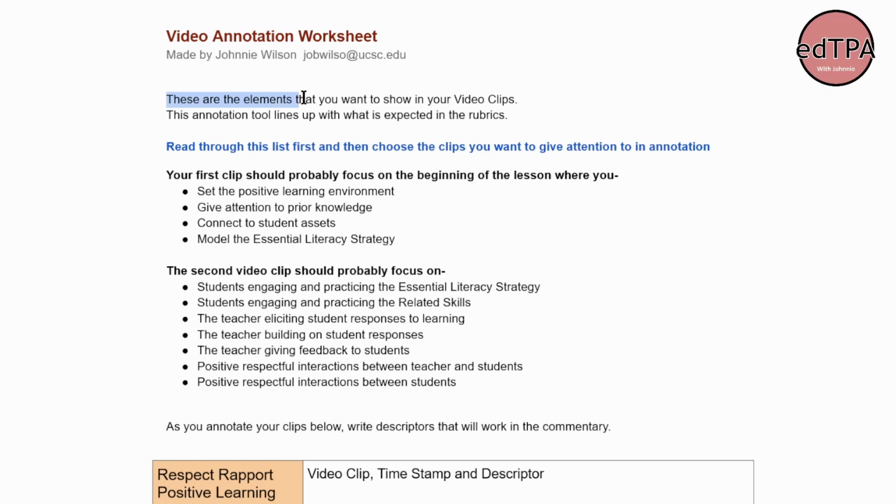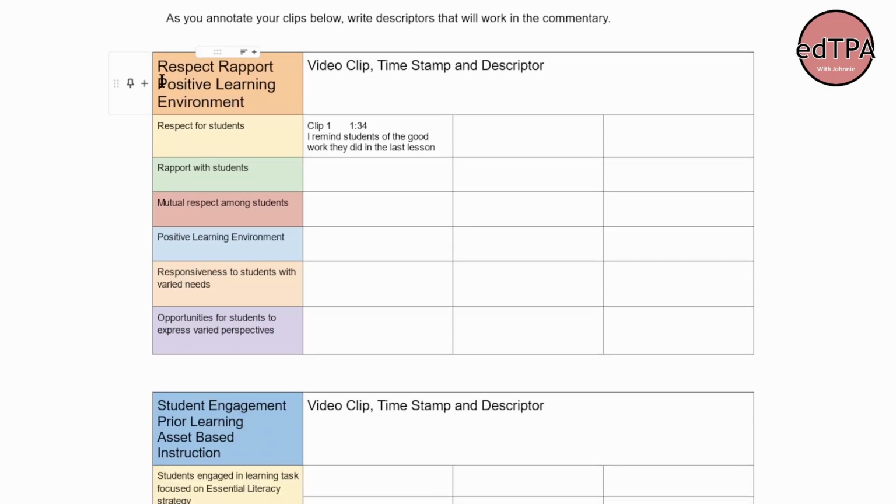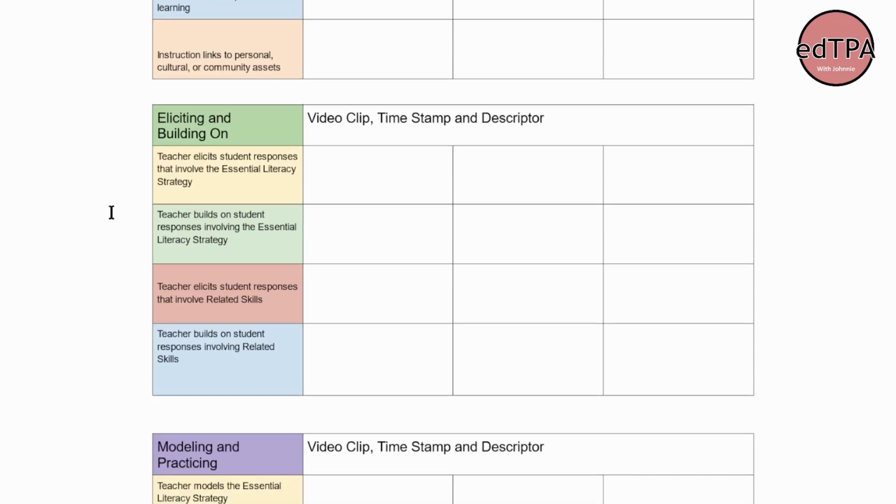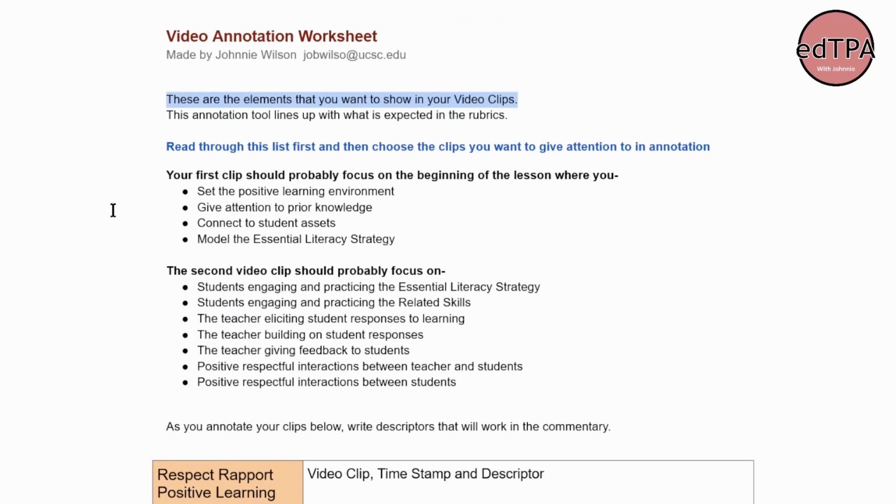And these are the elements that you want to show in your video clips. I've made tables that show all the things that are necessary to do well by the rubrics. I'll go over those in just a moment. This annotation tool lines up with what is expected in the rubrics. Use this tool and you will be fine by all the rubric requirements.